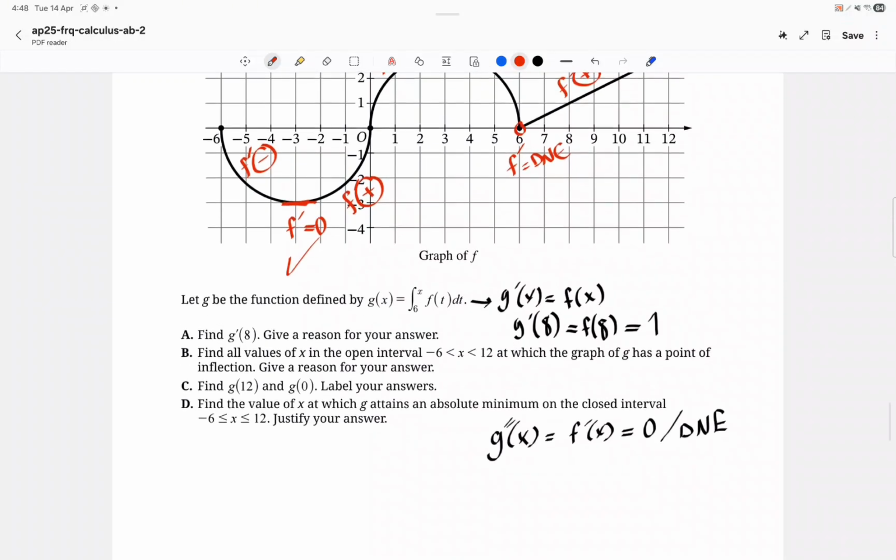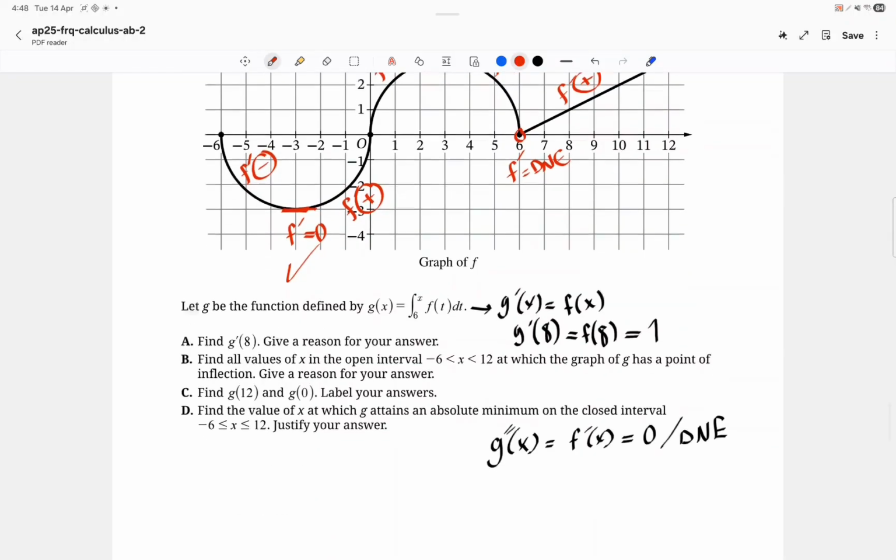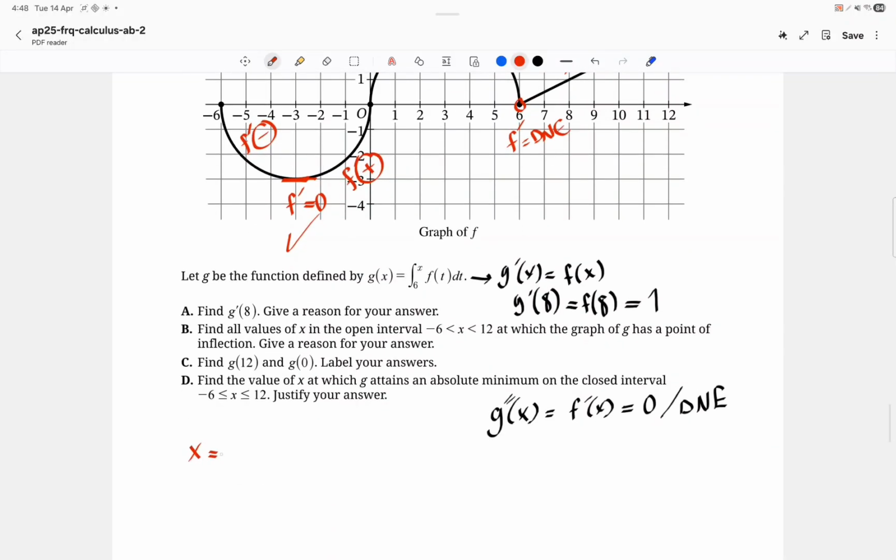Wait, where's negative? Negative if the line is going down. Yeah, but like, on the left side of 6. Oh, okay. Yeah. So we have 3 inflection points.